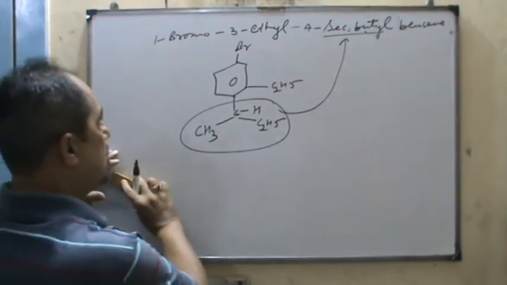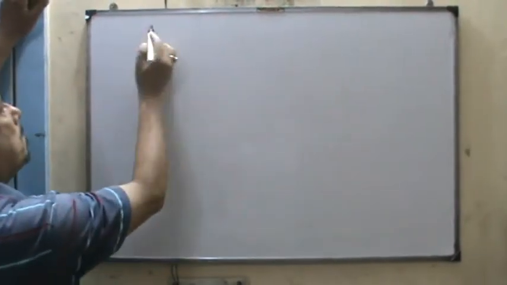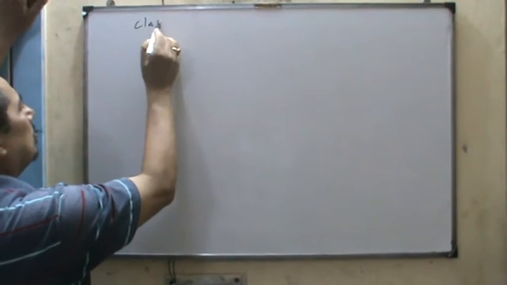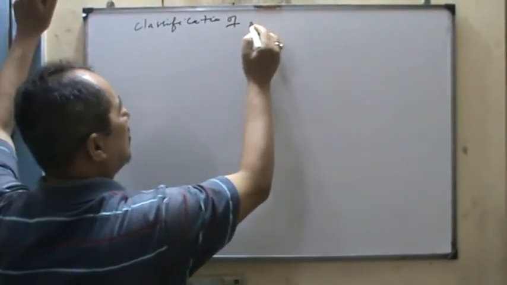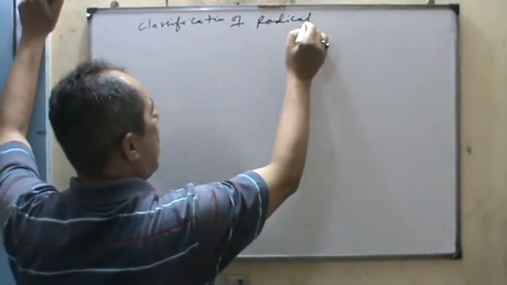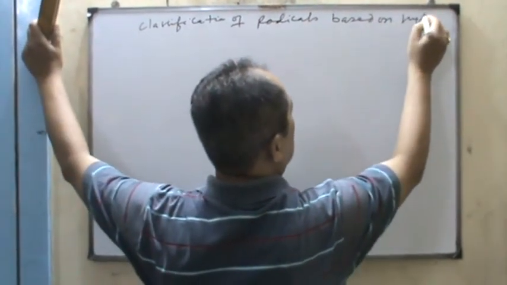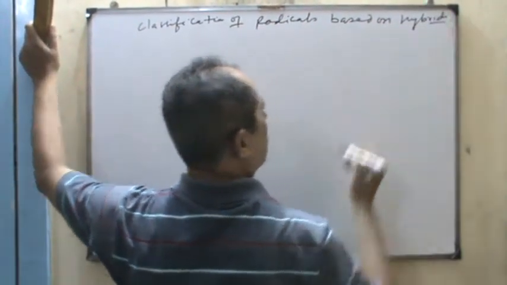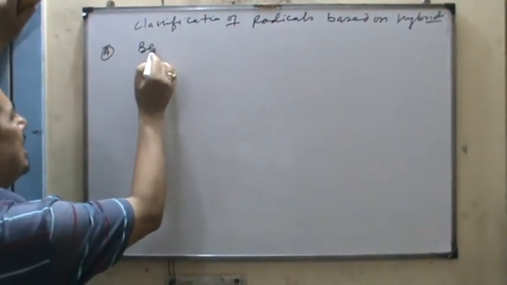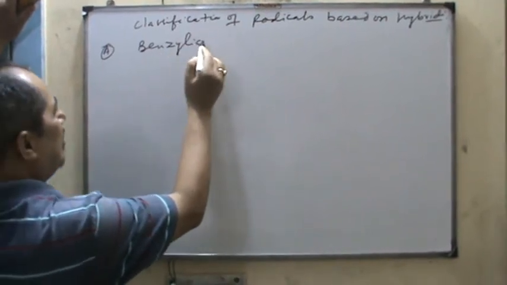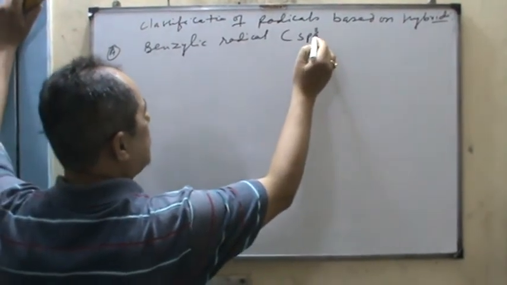So this is the classification of primary, secondary and tertiary. Now, classification of radicals based on hybridization, like benzylic halide. It is characterized by sp3.